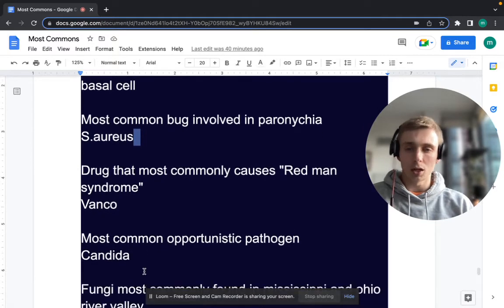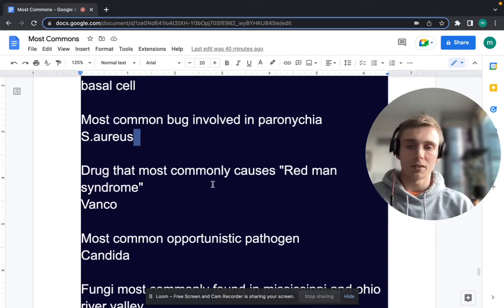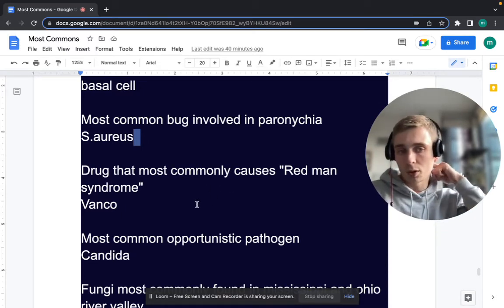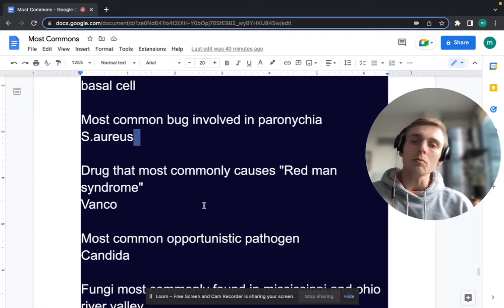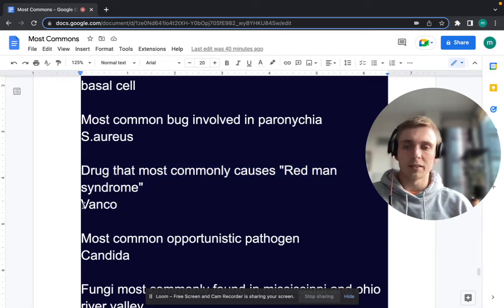How about a drug that most commonly causes red man syndrome, especially if infused too quickly? That's going to be vancomycin. So infusing vancomycin too fast, you're going to get red man syndrome.